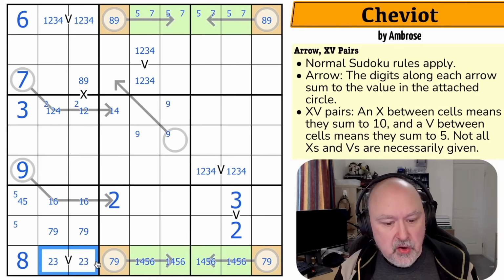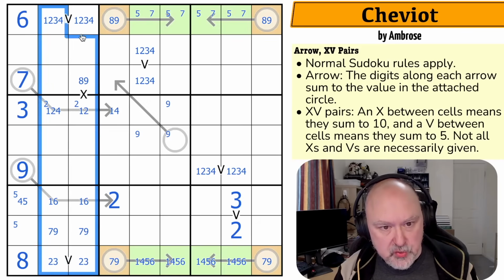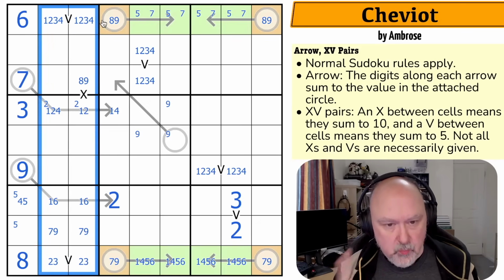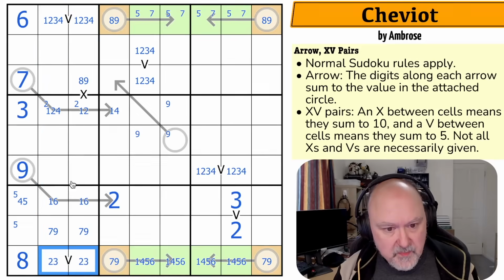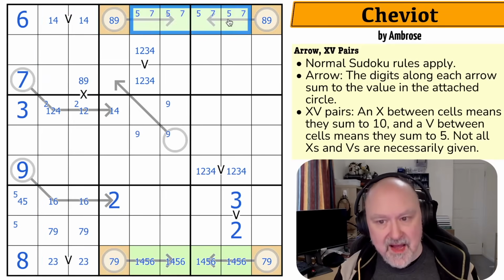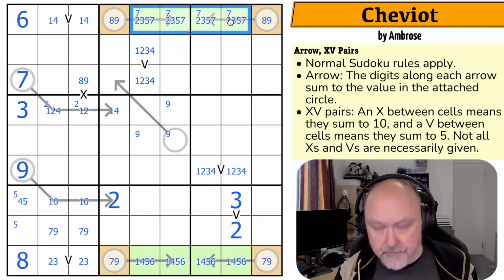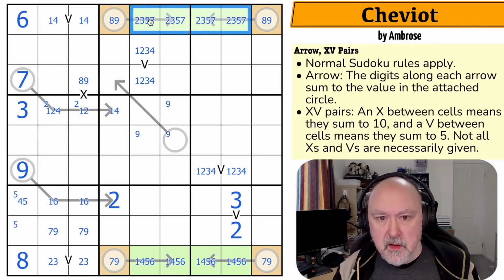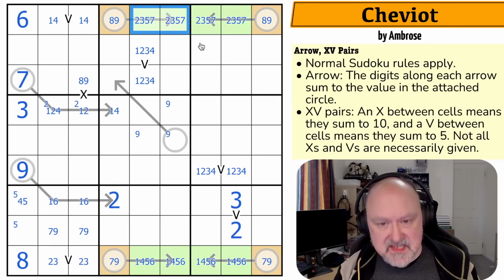So I've already got one of the twos in column 2 and 3, because there's only one 2 in column 2 and one 2 in column 3. But one of them is down here and one of them is in here. So there's no 2 here. So this is 1, 4. And now this is 2, 3, 5, 7. And the 2 goes with the 7 and the 3 goes with the 5.